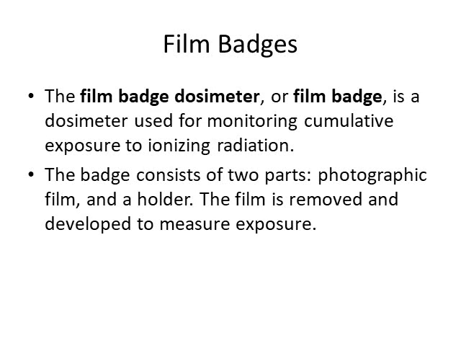The film badge dosimeter consists of two parts: one is the photographic film and the other is a holder. The film is removed and developed to measure the exposure. The main drawback of film badge dosimeters is that we have to develop the film, and only after that can we read the device. So immediate reading is not possible using film badge dosimeters.